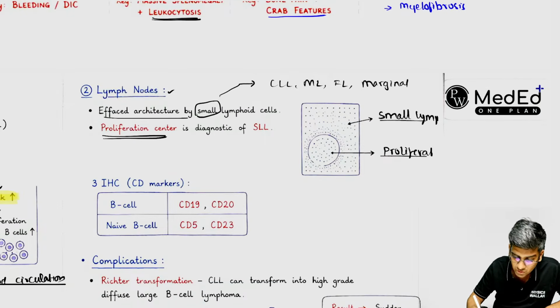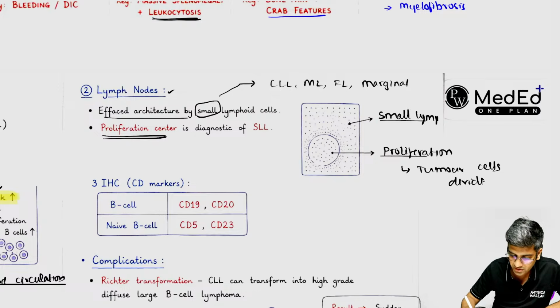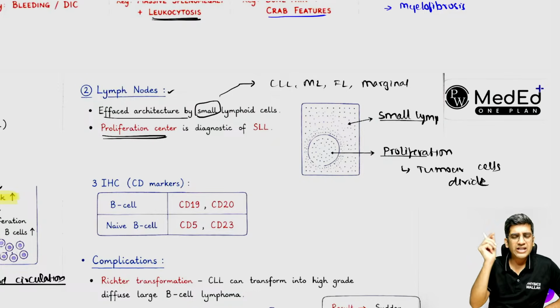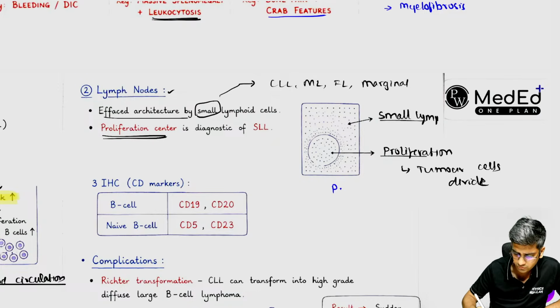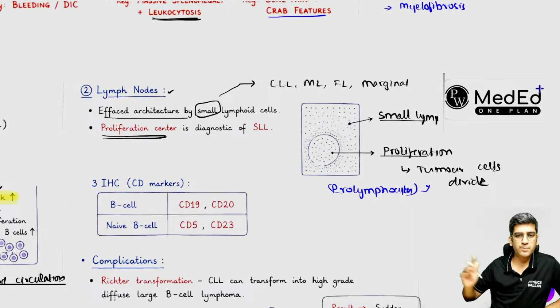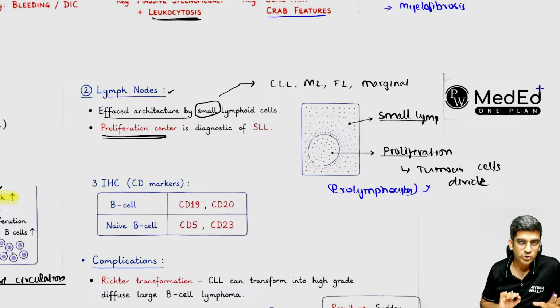Proliferation center, if they ask in a viva, what are they? These are the places where the tumor cells start dividing. The tumor cells divide here. That's the reason we call them a proliferation center. We have a particular type of cell here called prolymphocytes. When they divide, they'll be immature, right? So the prolymphocytes will be very high in number in the proliferation center. That is diagnostic of CLL, right? That's what you see in the microscopy.